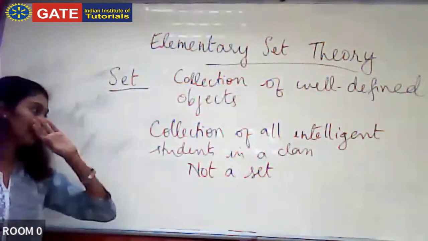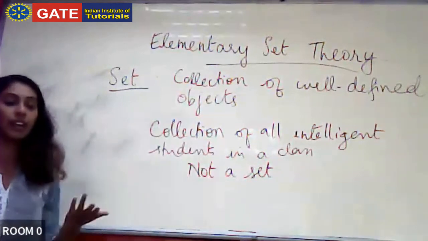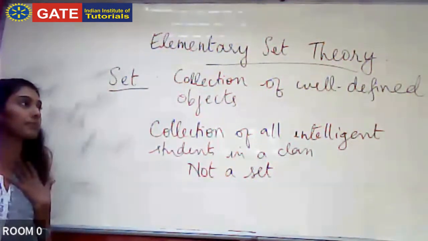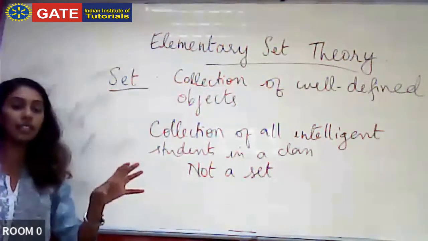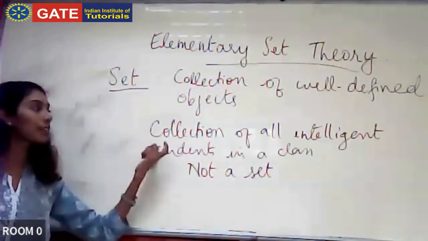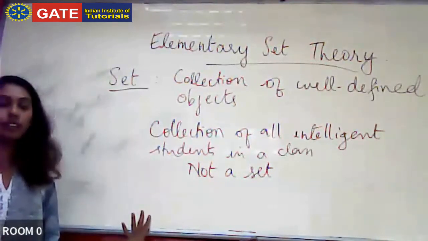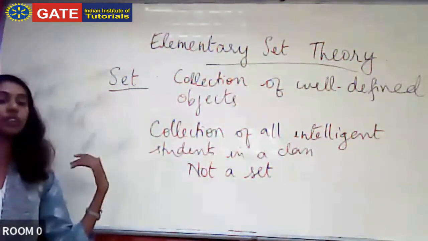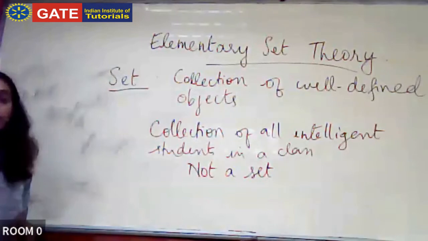So if we want to define intelligence, we should tell some factor, right? Like you said, the IQ level. If I simply say intelligent, I might say that some students are intelligent in the class, but according to you, some more students might be intelligent. So the definition is changing according to the person, so it cannot be well defined. Understood? But for a set, whichever person you ask, the answer should be the same. Then it is called a well-defined collection.